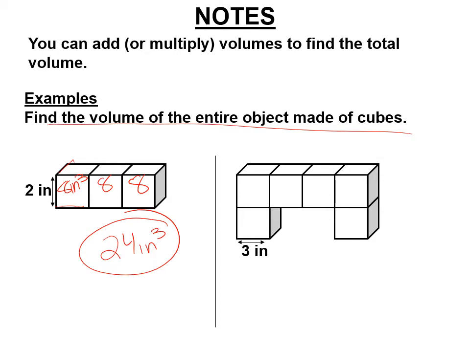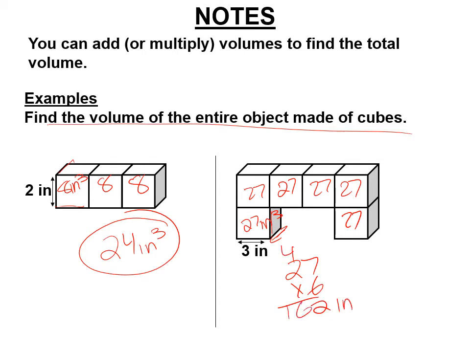Same thing here. This one is 3 by 3 by 3. So that one is 27 cubic inches. And this one's 27, and this one's 27, and so on. There seem to be 6 of them, and so 27 times 6. 6 times 7 is 42, plus 12 is 162 cubic inches.